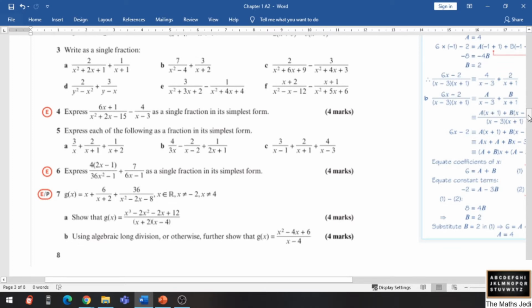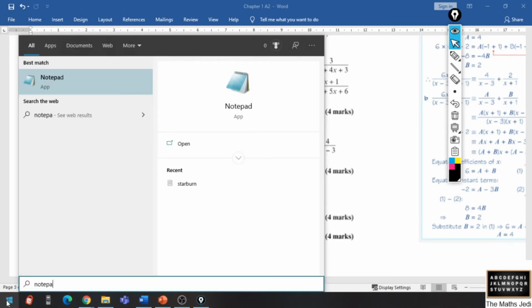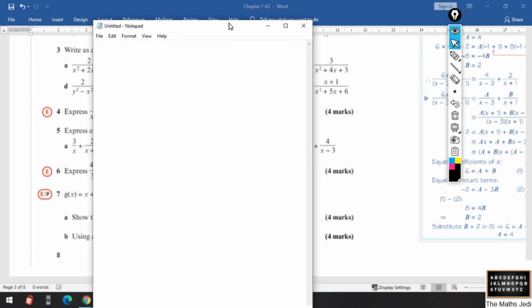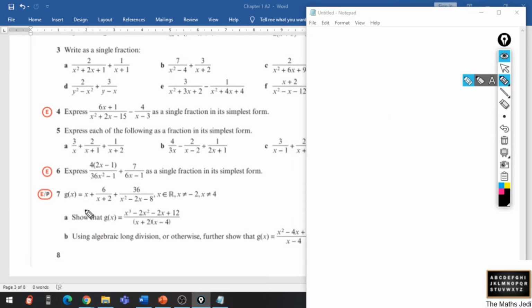In terms of question 7, you can see it's an exam question, so let me just pull up my pen and we can have a look at how these particular questions work. The key thing here is to recognise when you've got common denominators. I'm just going to pull up the notepad here to make sure that we've got something to write on. So question 7, we're looking at these things.